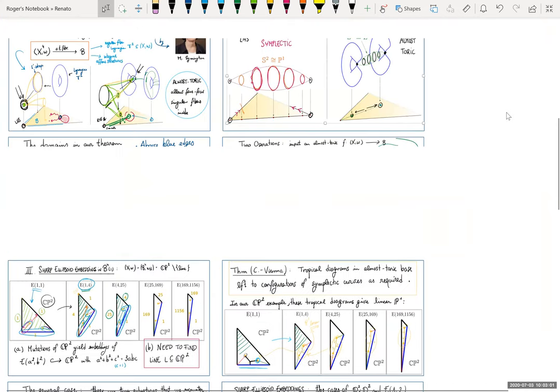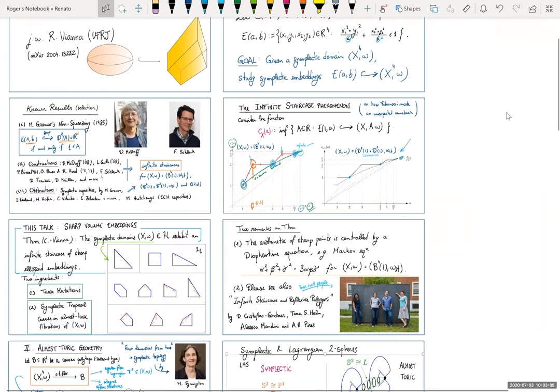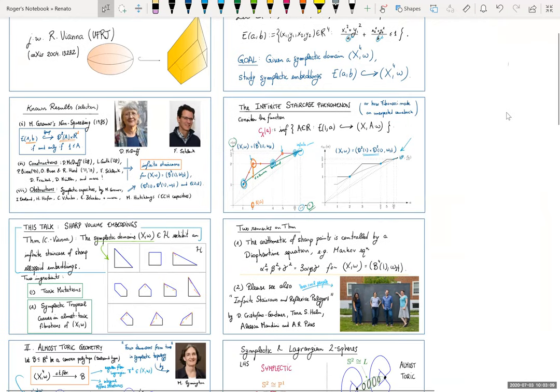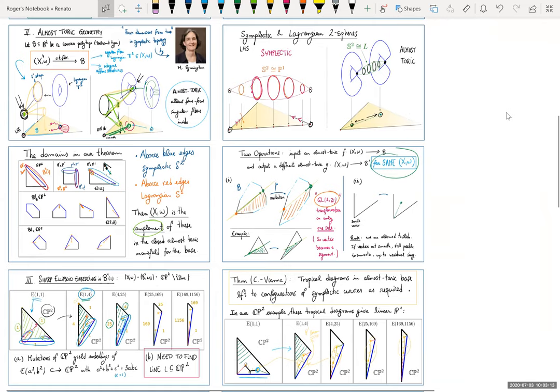Sure. Hi, Jorge. So thanks for the nice talk. I was just wondering, because you seem to be removing those spheres in order to get the manifold that you're actually embedding things into. And I was wondering if it's related to the classical correspondence between polytopes and fans or something like that.